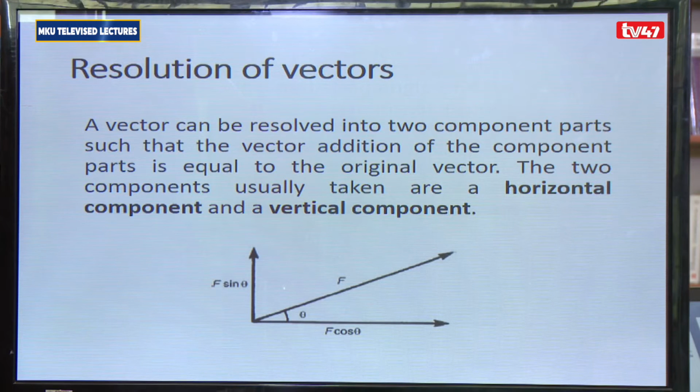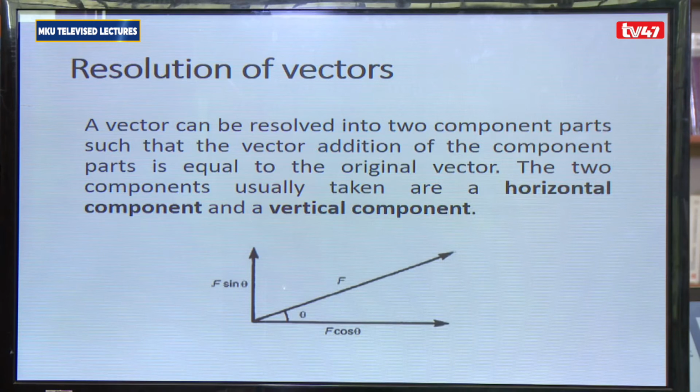So here we have one vector, for instance given as f, and you are supposed to resolve this into vertical and horizontal components. What you usually do is take this side and bring it here, and it is going to form a right-angled triangle.